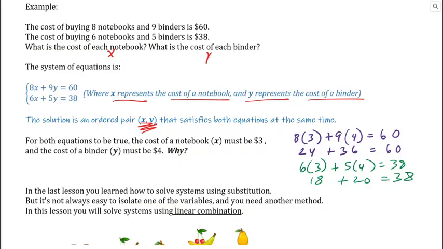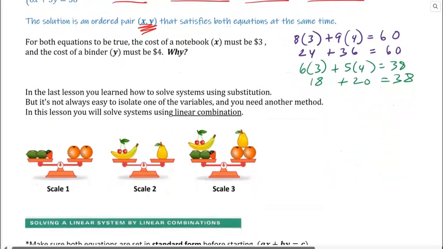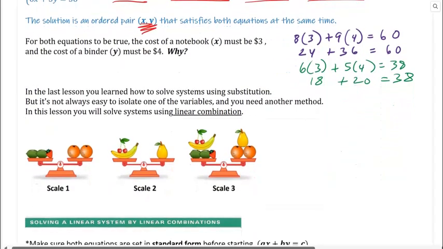Now, in the last lesson, we learned how to solve systems using substitution. But it's not always easy to isolate one of those variables. We need another method. So in this lesson, we're going to solve systems using a linear combination, or elimination.